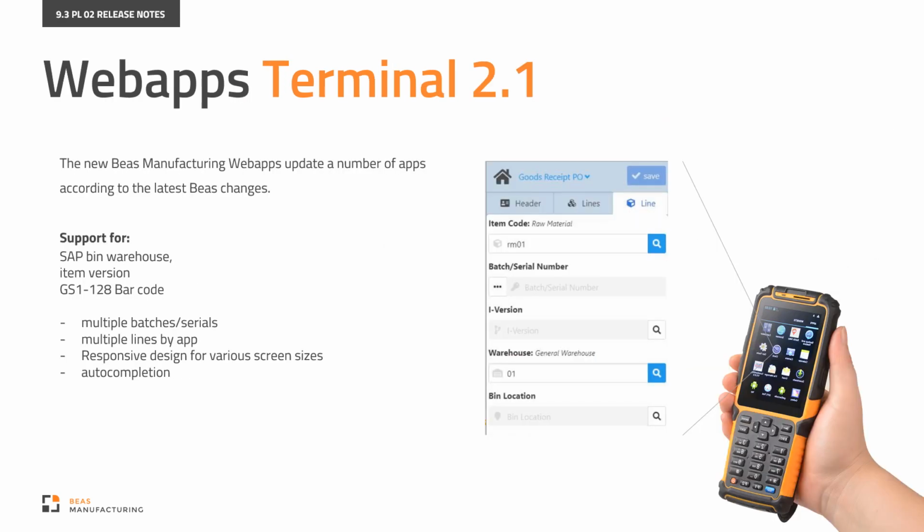We are proud to introduce our new Webapps Terminal 2.1, which we're going to discuss in detail in this next section of our presentation. The new Beas Manufacturing web apps update a number of apps according to the latest Beas changes. These apps support SAP bin warehouse, item version, and GS1 128 barcode where applicable. Additionally, we're able to process multiple batches, serials, and multiple lines by app and provide a responsive design able to adapt to various screen sizes, activating more information on bigger screens like tablets or monitors.